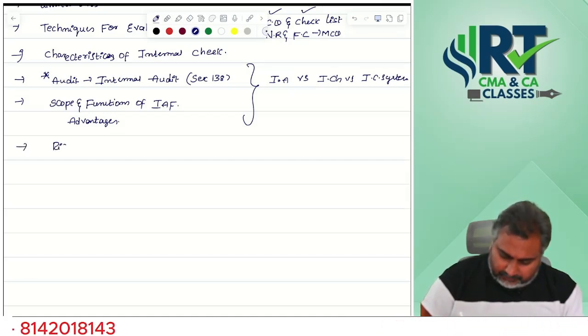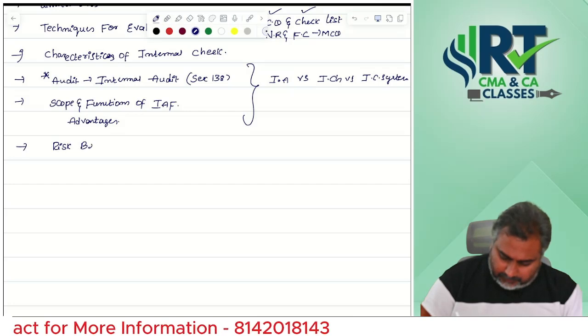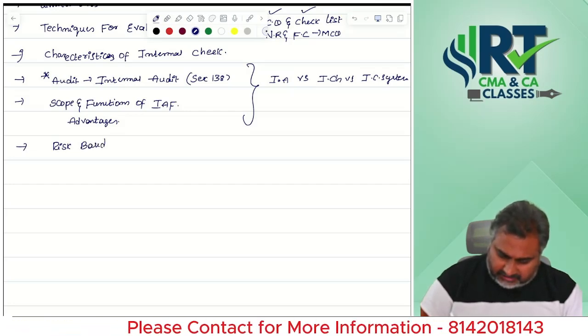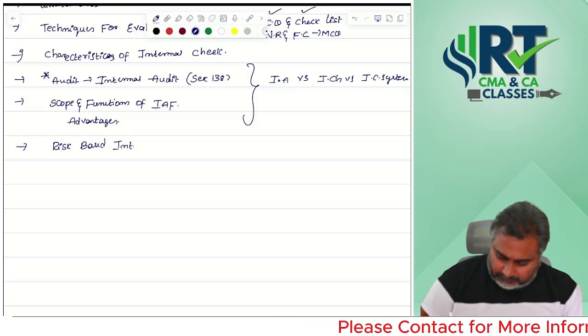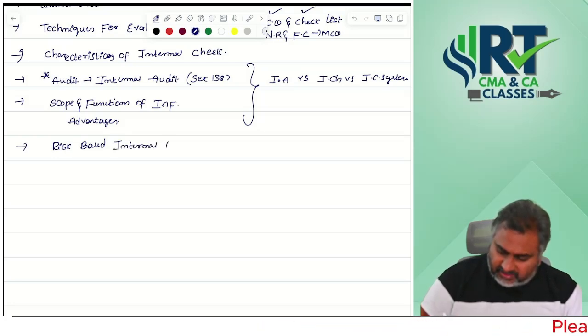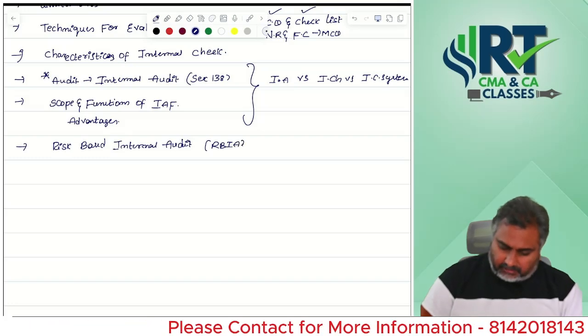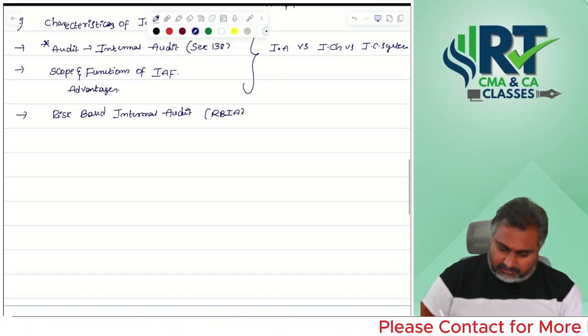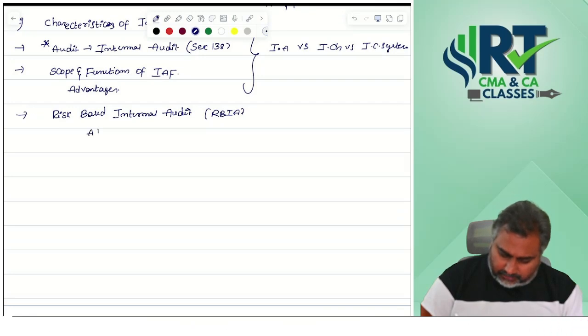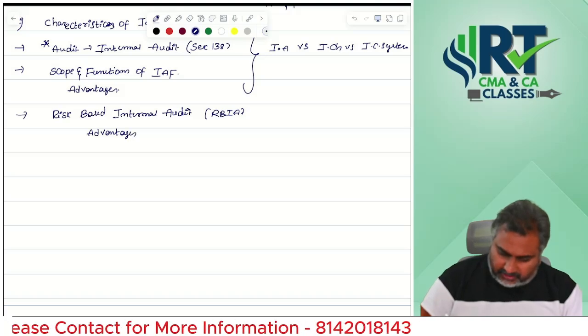Next, risk based internal audit. Risk based internal audit, that is also an important one. And immediately you are supposed to learn advantages.